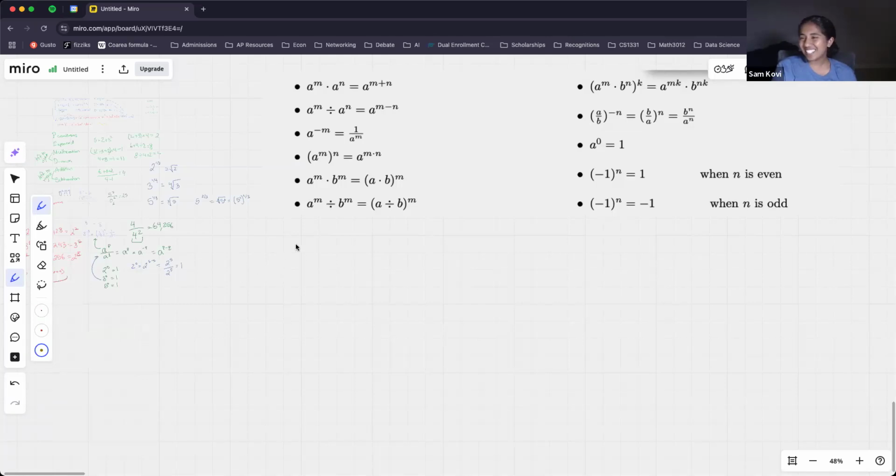Okay, let's say I have 6 to the power of x, and let's say this is equal to 34. Can you guys tell me what 6 to the power of x plus 2 is? What is that?